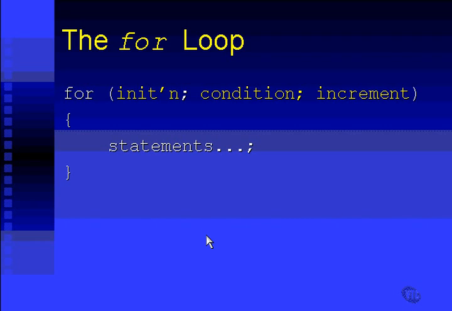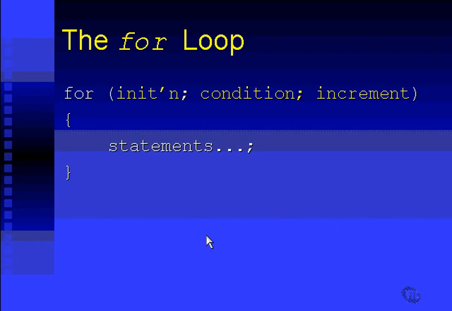So, what does it do? How does it work? What are all these bits? What are they for? Okay, let's have a look at them. The very first thing that happens when you start a for loop is the initialization happens. That's the init at the beginning there. The initialization happens first, and it happens once only. It does not happen every time through the loop. It's a one-off affair.